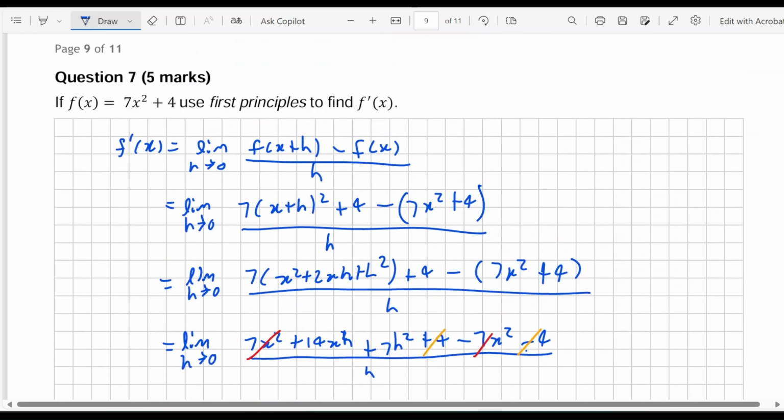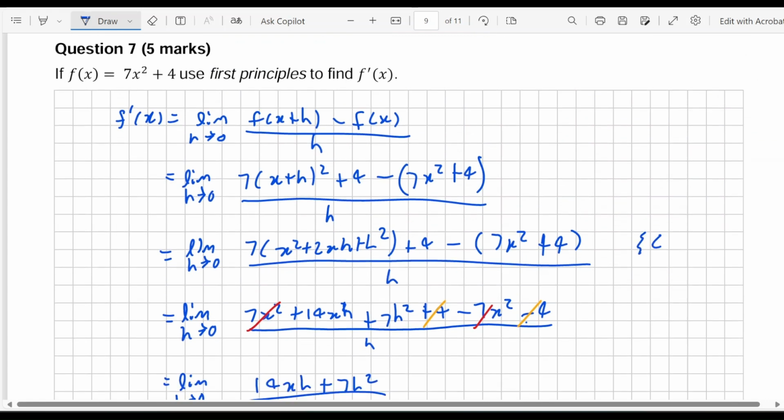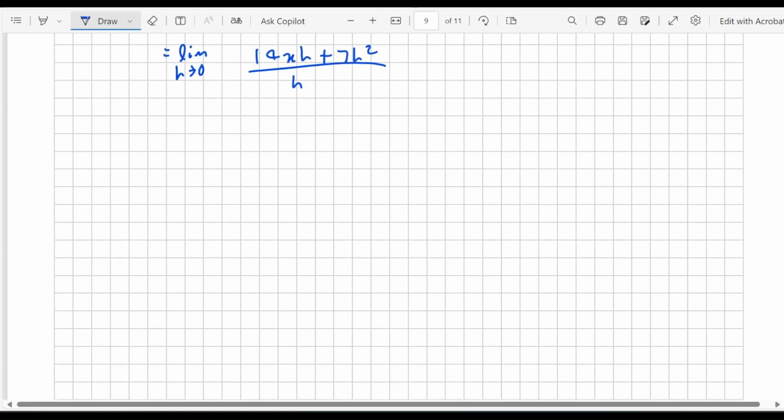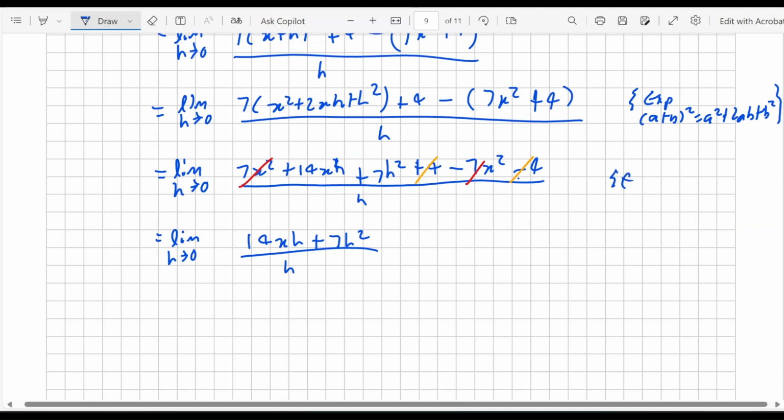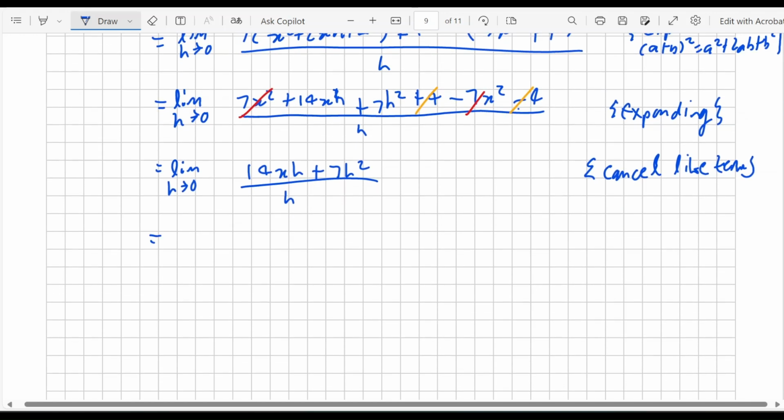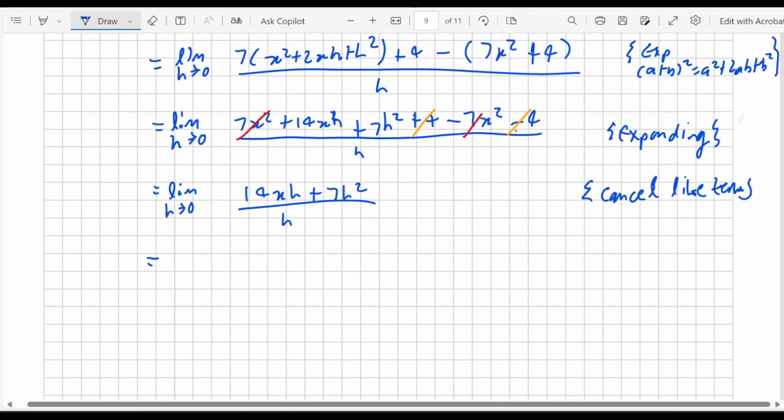Now I really want to stress, we do want to have some notes. So expanding a plus b squared is a squared plus 2ab plus b squared. Then this one is going to be more expanding, and this one's going to be cancel like terms. If you've got time to do this, it's a good idea, just because you're being assessed on communication and first principles is essentially a show that question.